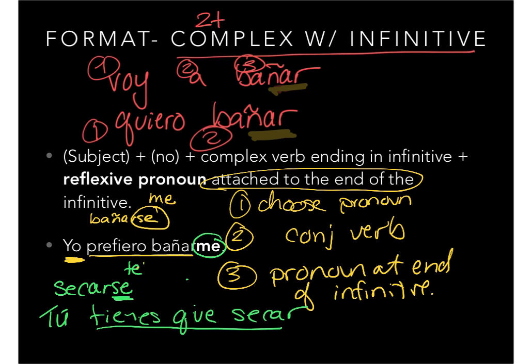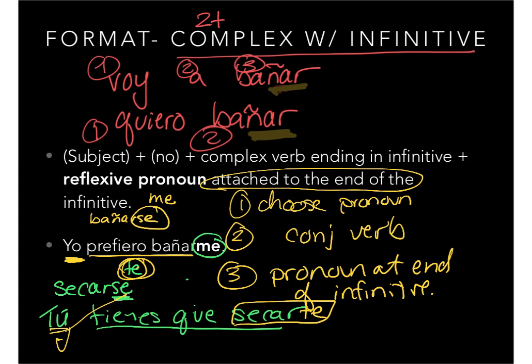So lastly, we have this te here that we know we have to use for secarse, the tú form. But instead of putting it before, we're going to put it at the end. Tú tienes que secarte. Okay, and that's all one word. So, tú tienes que secarte. This is the fancier version of it. Because our verb is more fancy, we have to put the te on the end instead of ahead of time like we did with our regular ones.